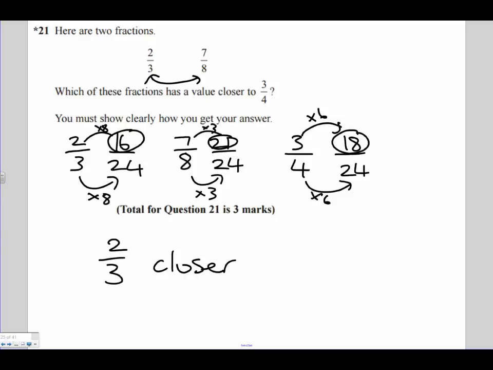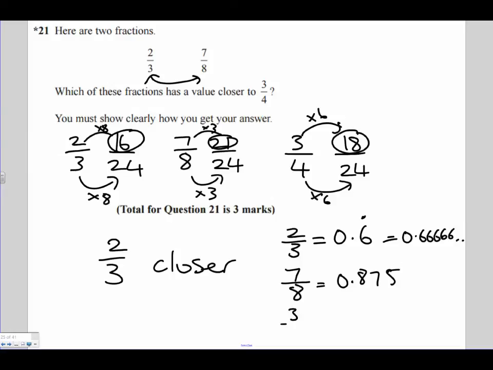Some of you had remembered that 2/3 means 2 divided by 3 and did it by calculator. When you do this, you need to remember that your output on the calculator is 0.6 with a little dot above it. That means it's recurring. It means it's 0.666666 and it goes on forever. Some of you forgot this because when you divided 7 by 8, you got 0.875, and you all knew that 3/4 was 0.75.